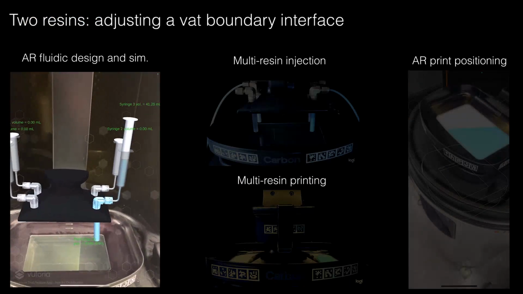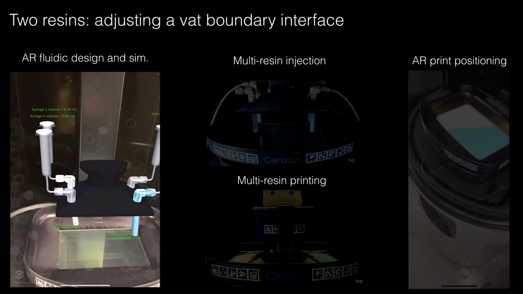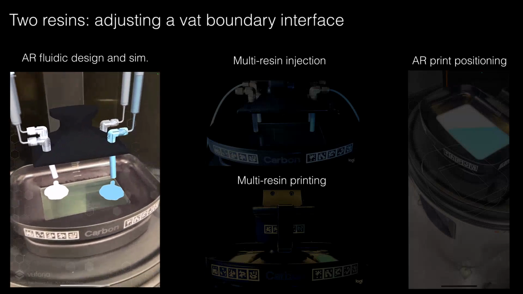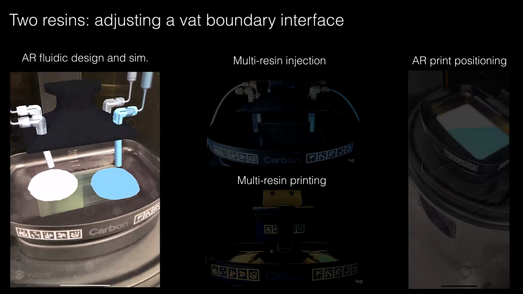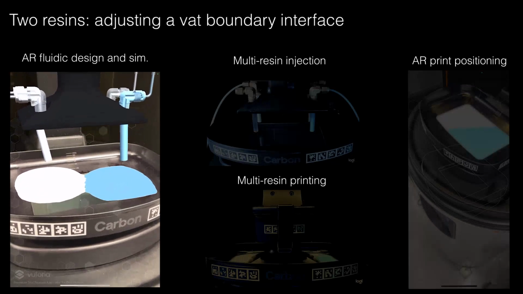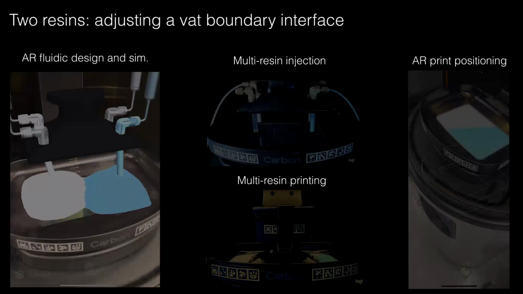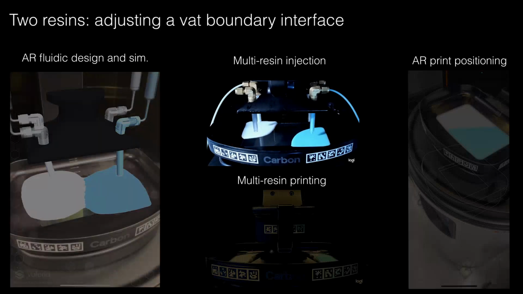Here we show results for the case of two resins, blue and white, which the user can inject in opposite corners of the vat. An interface forms in the augmented reality simulation, which is corroborated with real-world experiments as shown here.